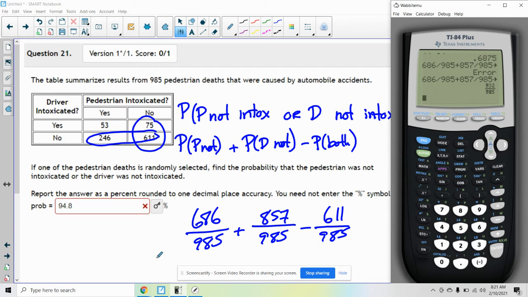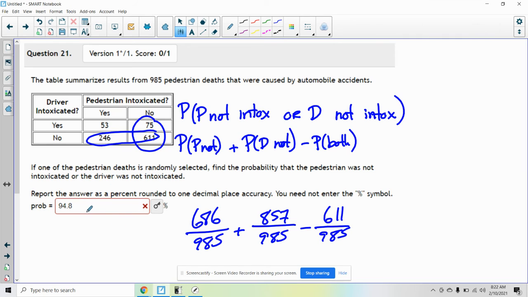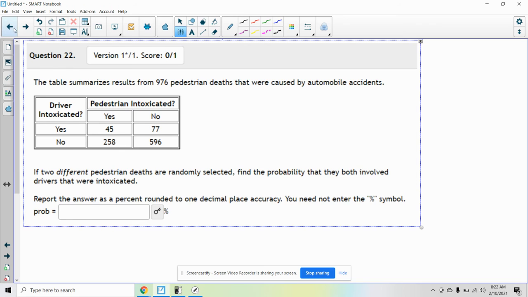932 over 985. I guess they want a decimal. I don't know why I even did that. Okay. Nope, I don't want the fraction. 0.94619, or 94.6%. So you probably were close. I don't know what mistake was made, but you had it.